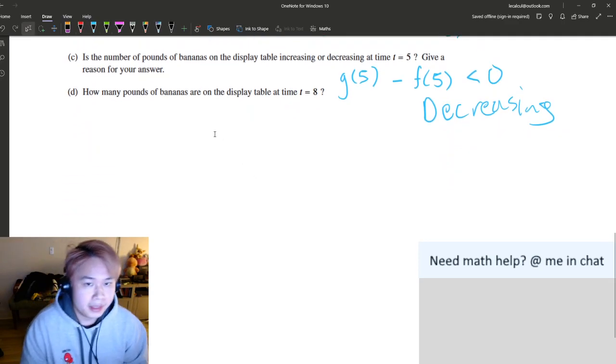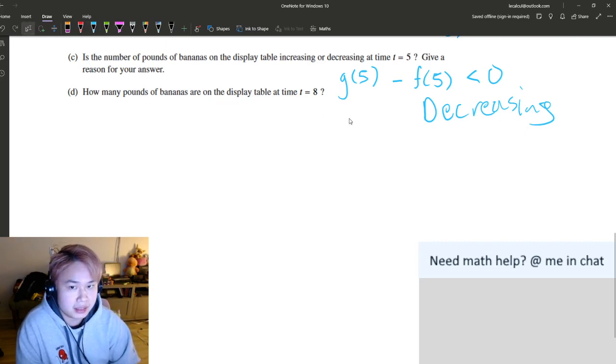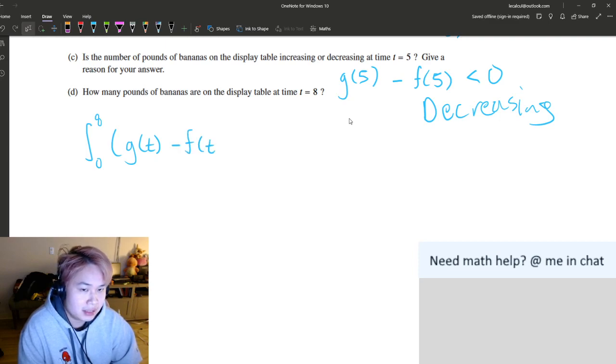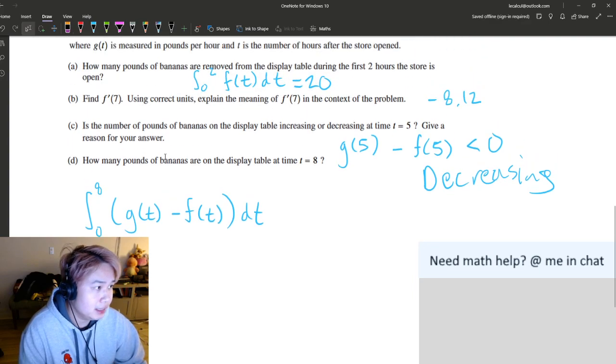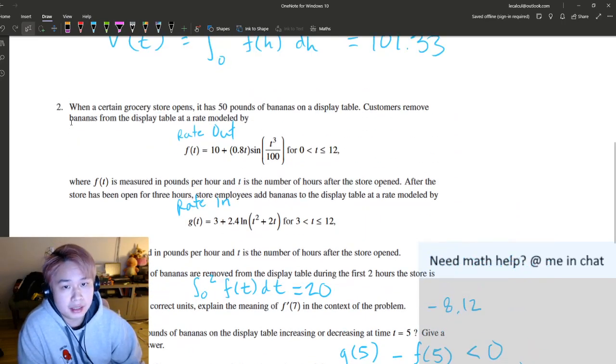Okay. And then how many bananas are on display at time t equals 8? Okay, so let's find the change in bananas, which is the integral from 0 to 8 of the bananas going in, take away the rate of bananas going out. And then this is just the amount of bananas that have changed since the beginning. And then you also need to add to this the amount of bananas in the beginning. And it's right here, there's 50, so plus 50.